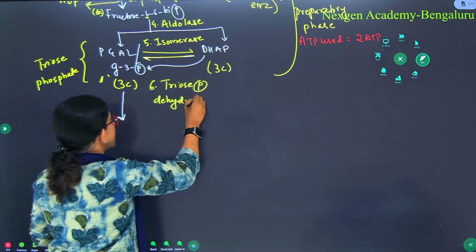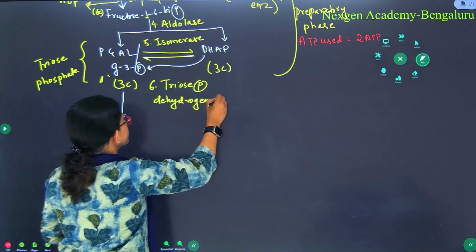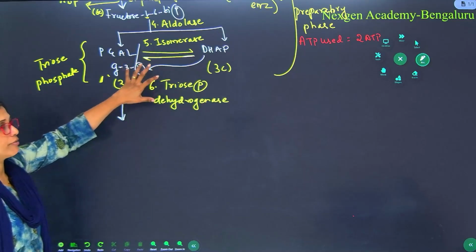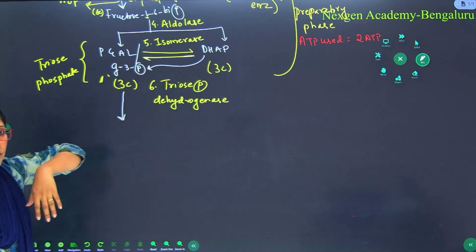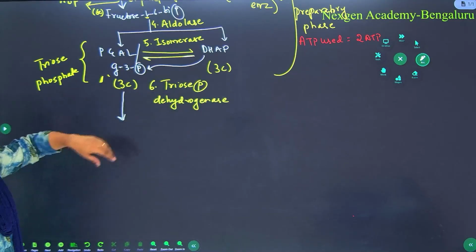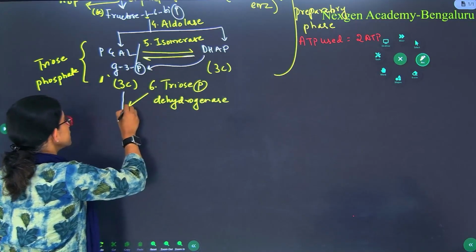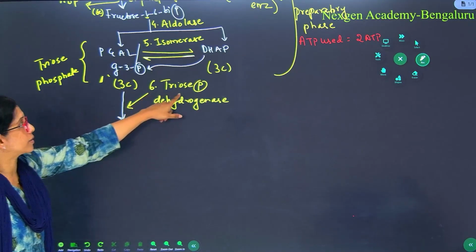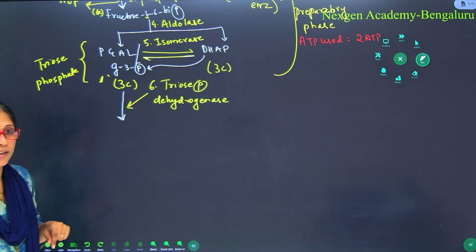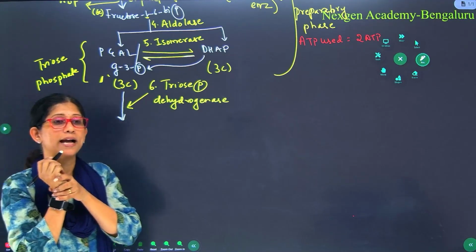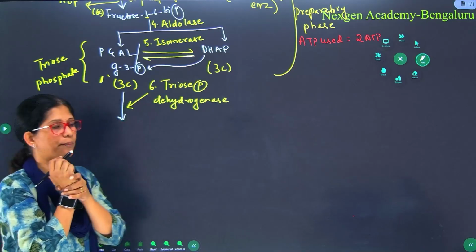dehydrogenase enzyme. So what is the enzyme used here? Triose phosphate dehydrogenase enzyme here, right? So now what will happen? This will combine. So this is our 6th step, using triose phosphate dehydrogenase. Now this is the step that I was telling you is an oxidation step.